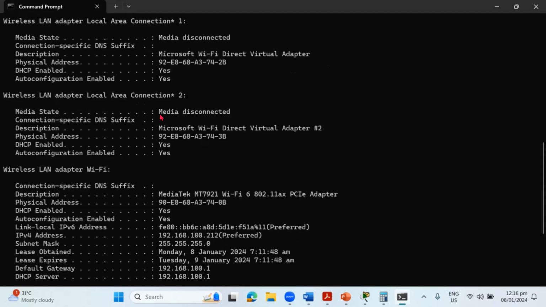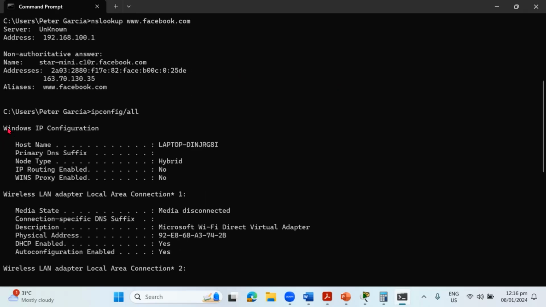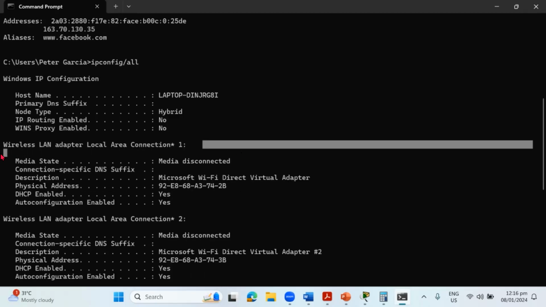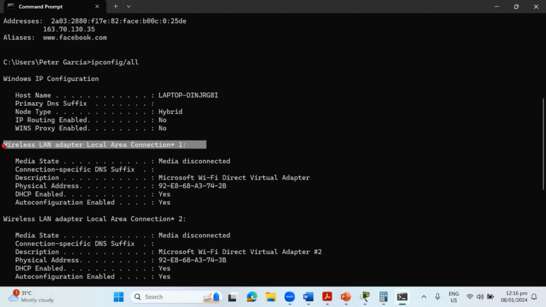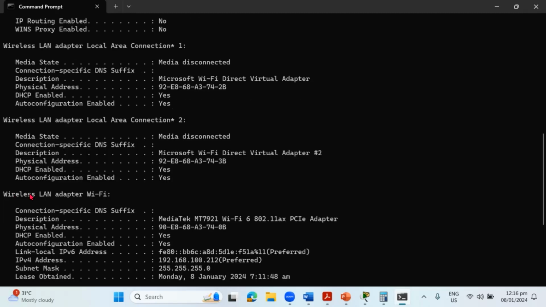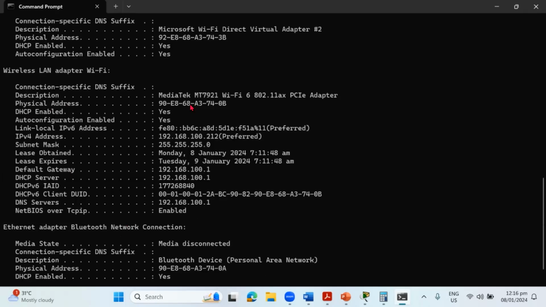Katulad nito, type ipconfig/all, that is IP configuration/all. Ang command na to ay para ma-check natin lahat ng details in connection with the IP address. Makikita dito, we have Windows IP configuration, lahat ng details ng laptop ko. Ito naman sa wireless LAN, then I have the wireless LAN 2. This is for the wireless LAN Wi-Fi. Ayan, yung Wi-Fi component.